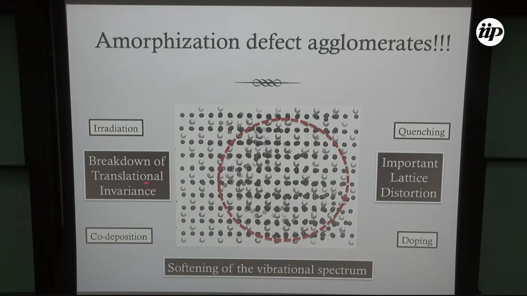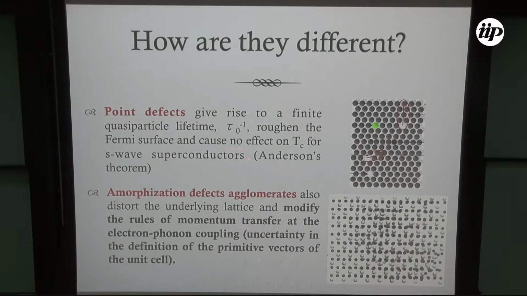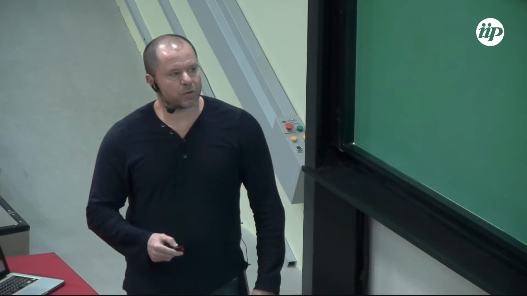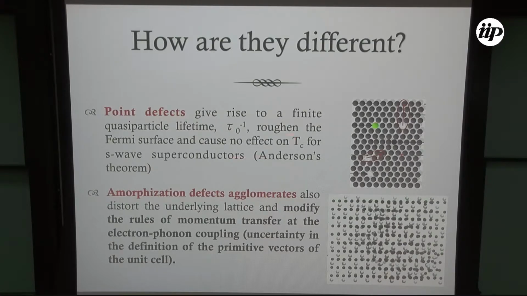And here you can see that besides breaking translational invariance, they produce important lattice distortion, and they soften the lattice. This is something that I'm going to obtain here, but we can expect a softening of the vibrational spectrum. So the difference here is that normally, if you have point defects, you get a finite quasi-particle lifetime, breakdown of translational invariance, but according to Anderson's theorem, if we're talking about S-wave superconductors, nothing changes with Tc. These defects, besides doing this, as I'm going to show, modify the rules of momentum transfer at the electron-phonon coupling. So things happen at the level of the electron-phonon coupling. And they introduce uncertainty in the primitive unit vectors of the unit cell. This is an important ingredient we're going to use.